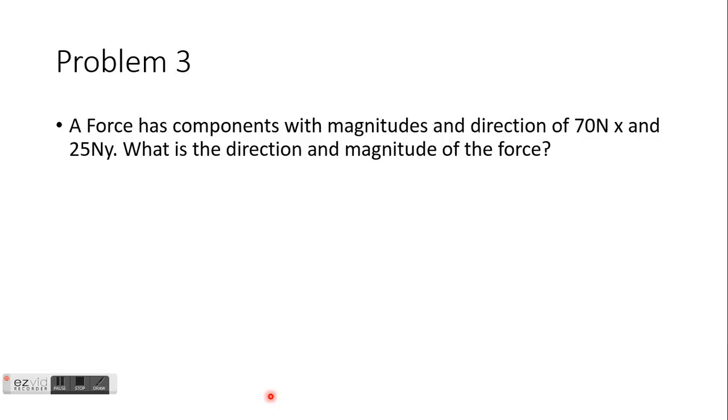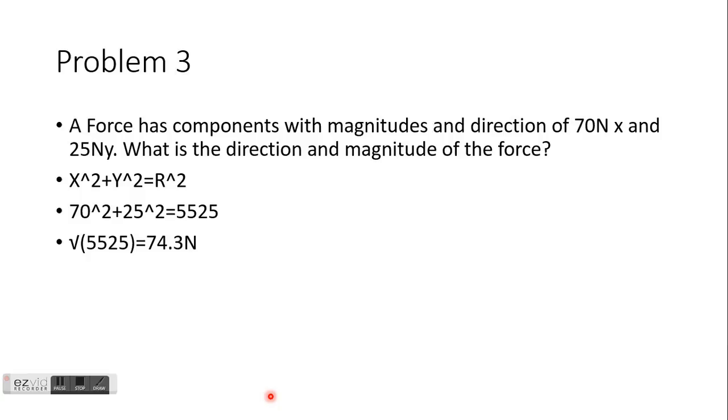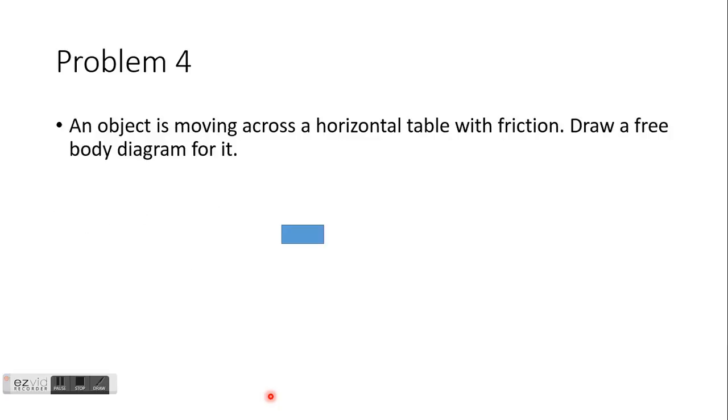It says it's a force, but it's a vector because forces are vectors. So we just used the Pythagorean theorem, and so we get that the force is 74.3 newtons. Tan inverse would tell us that the angle is 19.7 degrees from the horizontal.